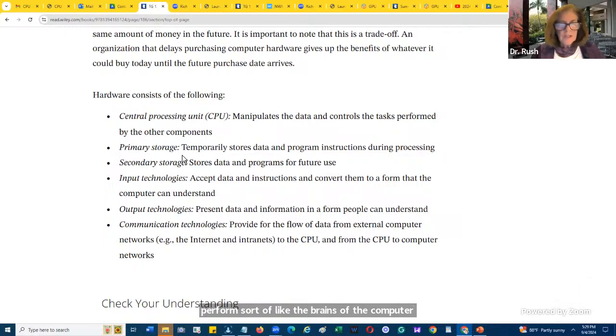Primary storage, we need to know the difference between primary storage and secondary storage. These are used in different terms. Another term for primary storage is memory. Sometimes they call it random access memory. Secondary storage, you know what it is, that is like your hard drive.